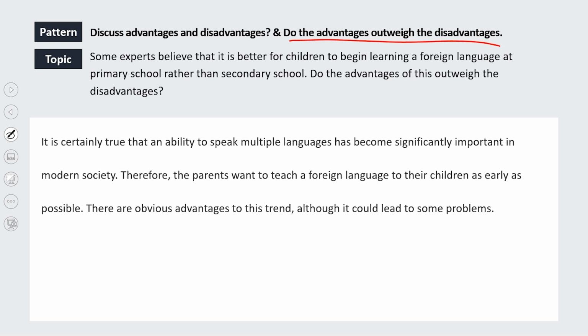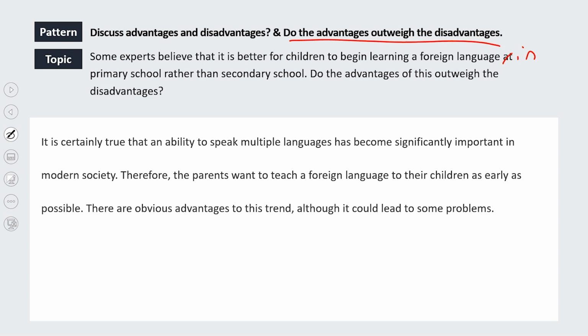Okay, so the topic is, some experts believe that it is better for children to begin learning a foreign language at primary school rather than secondary school. Do the advantages of this outweigh the disadvantages? Okay. So this is a topic we've seen before. This is quite a common topic that might come up. So it's definitely something you should think about before you go into your IELTS, because it's an easy topic that could come up either in your speaking or in your writing.